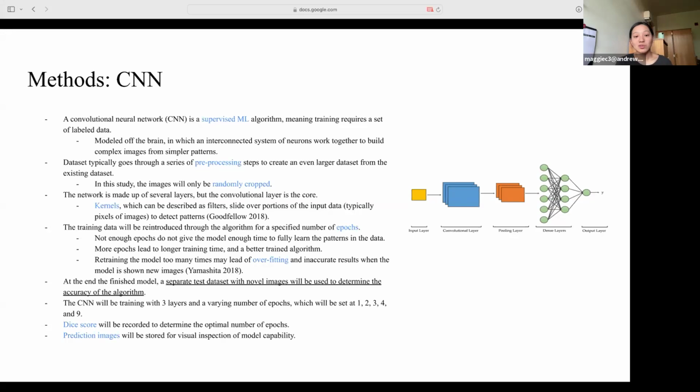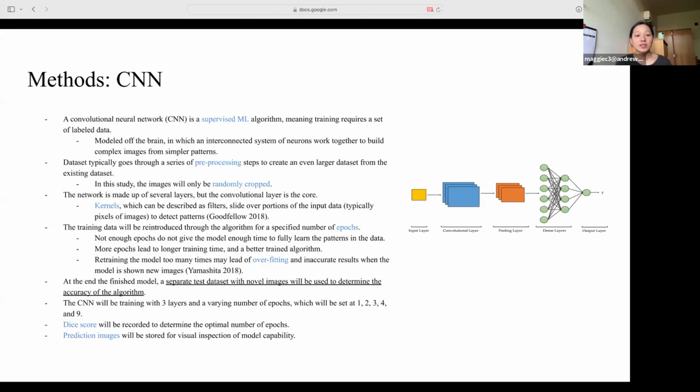Not enough epochs do not give the model enough time to fully learn the patterns in the data. However, more epochs do lead to longer training time, but may result in more accurate algorithms. However, too many epochs can lead to overfitting and inaccurate results when shown new images. At the end of the finished model, a separate data set with new images will be used to test and determine the accuracy of the algorithm.